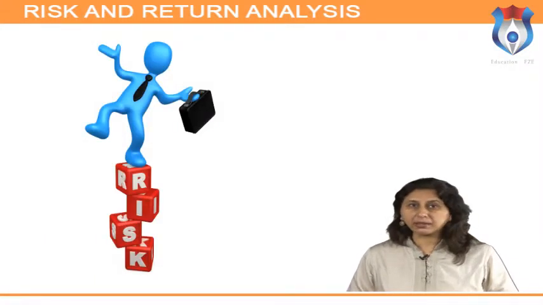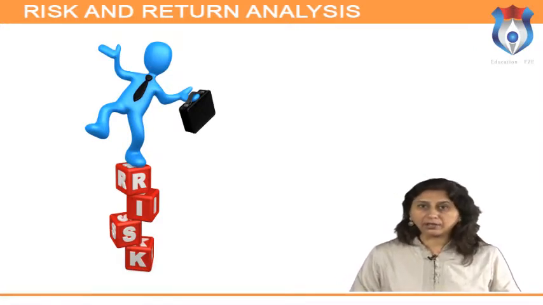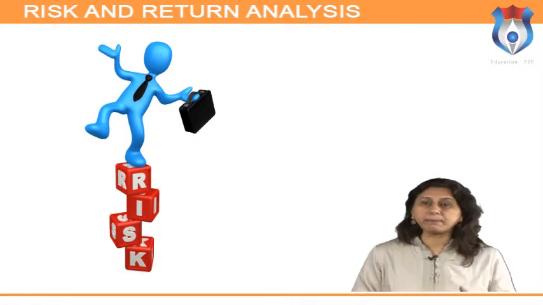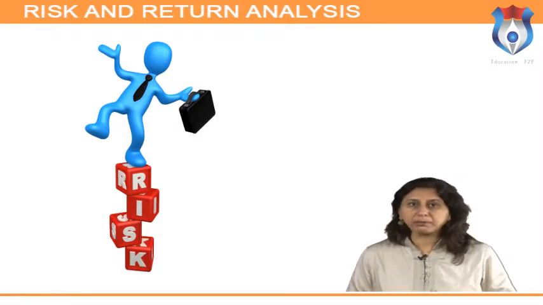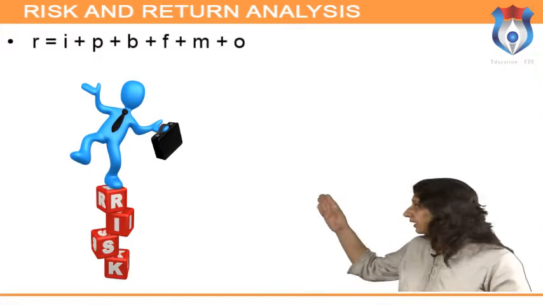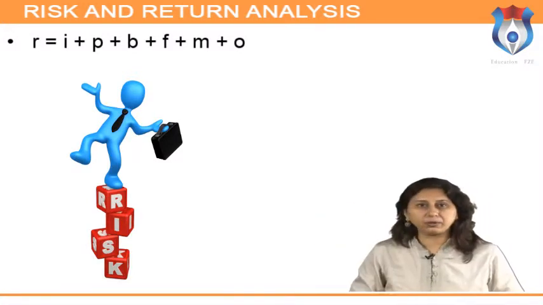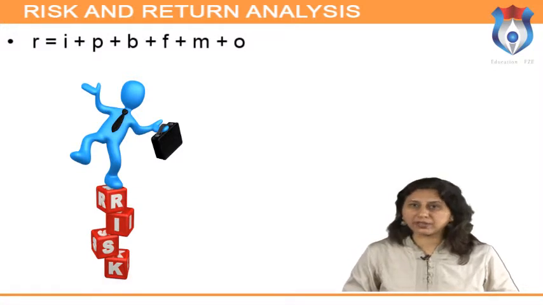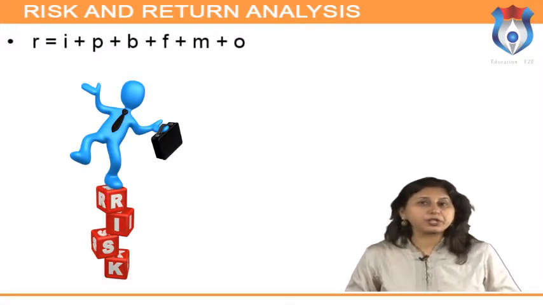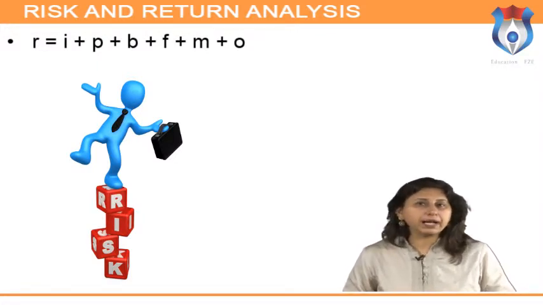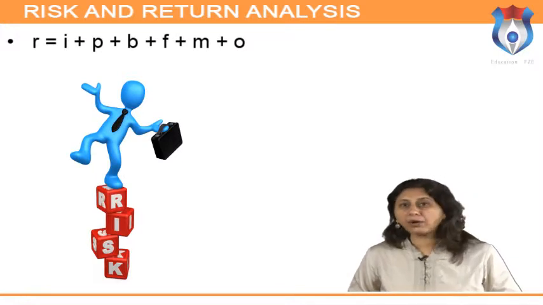Assigning risk allowances, premiums. One way of quantifying risk and building a required rate of return R would be to express the required rate as comprising a riskless rate plus compensation for individual risk factors previously enunciated, or as R = I + P + B + F + M + O, where I is equal to real interest rate, riskless rate, P is equal to purchasing power risk allowance, B is equal to business risk allowance, F is equal to financial risk allowance, M is equal to market risk allowance, and O is equal to allowance for other risks.